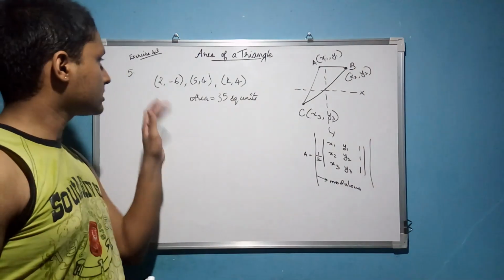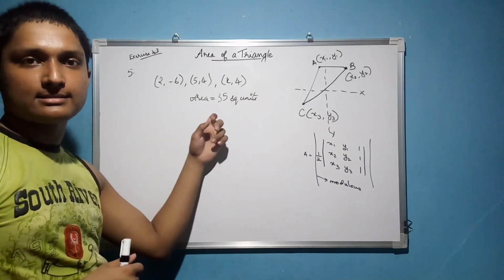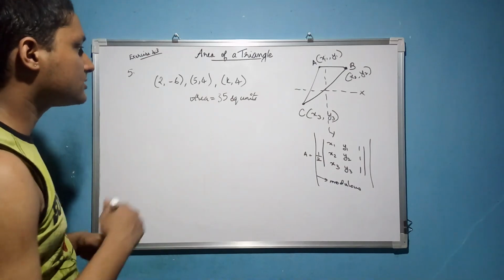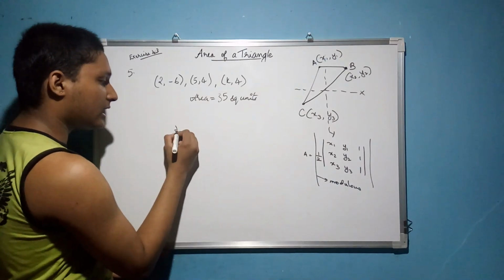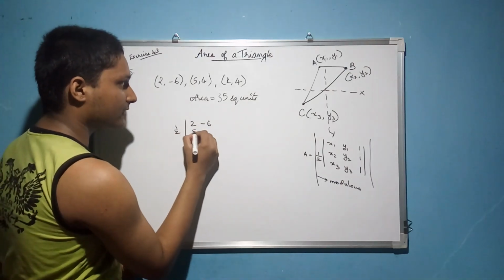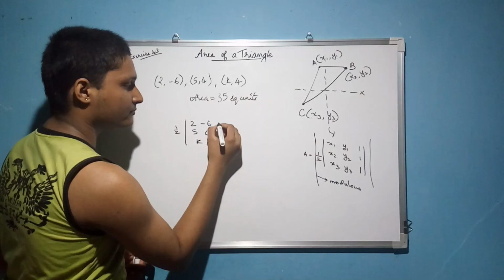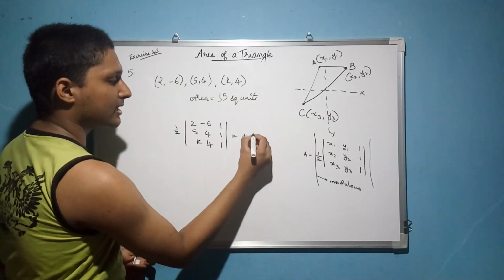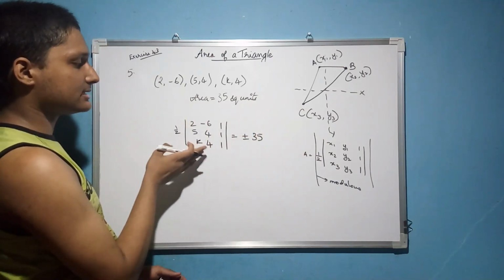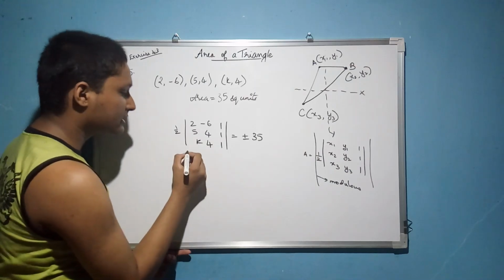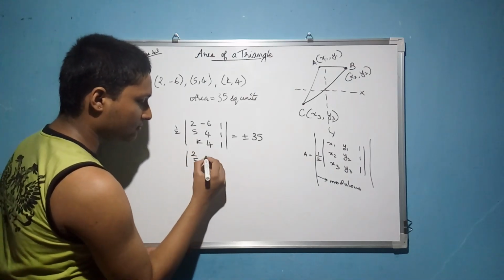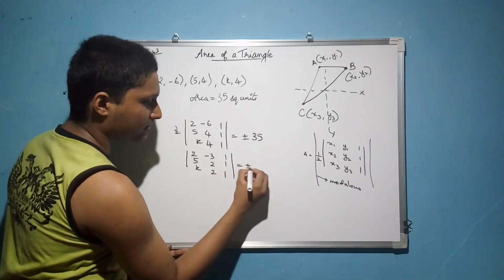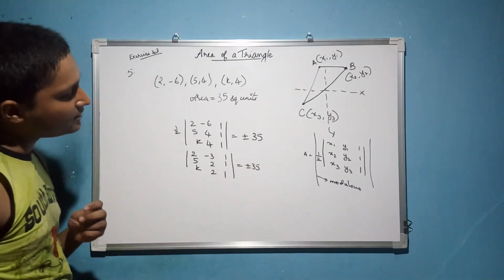The fifth question is an MCQ. It is given the area of this triangle is 35 square units and these 3 points are given. You are asked to find the value of k. So for that again we are going for the determinant form. Half into 2 minus 6, 5, 4, k, 4 and 1, 1, 1. We'll take 2 common outside from this. The 2 comes outside and gets cancelled with the half. Therefore this comes to be 2, 5, k minus 3, 2, 2, 1, 1, 1 is equal to plus or minus 35.